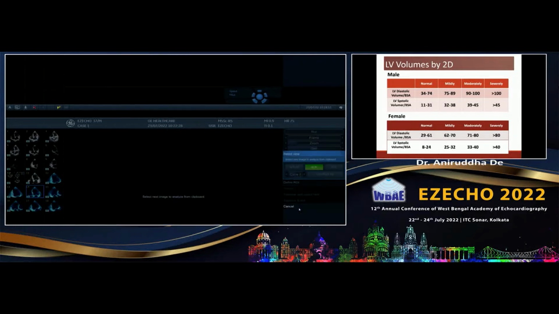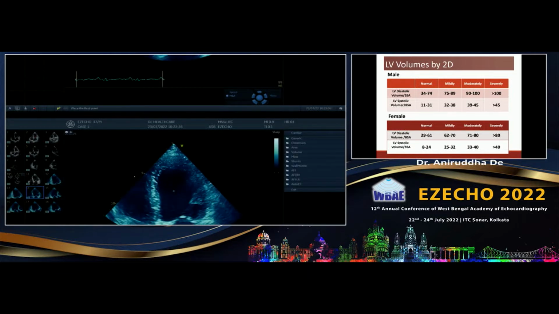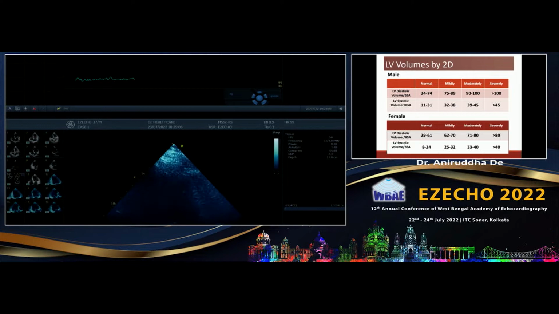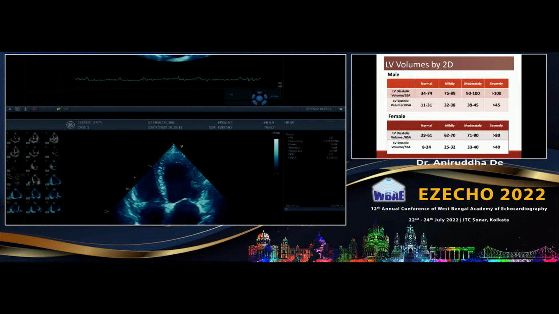So are we going on to tracking now? Before I go to tracking, let us go to the LA volumes. If you can wait for the tracking, I just want you to do something which we miss a lot, which is LA volume, which a lot of people aren't doing. And also, if you can show me the LV mass.